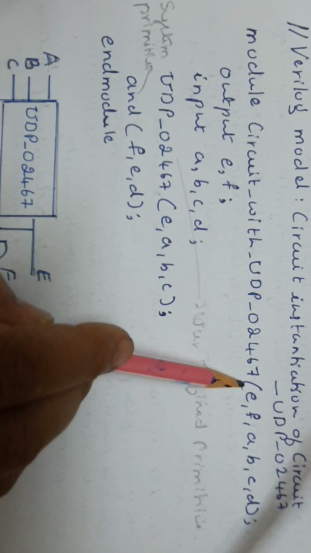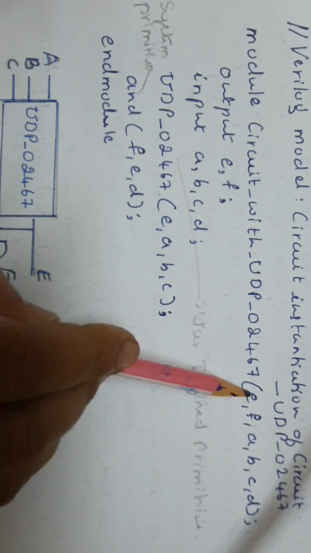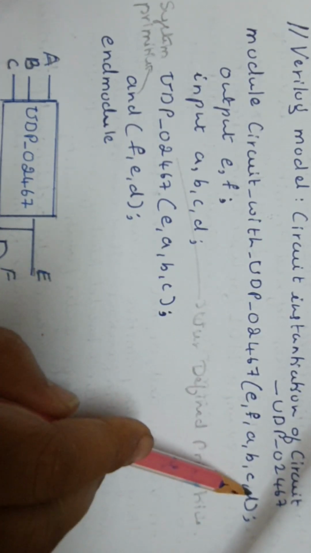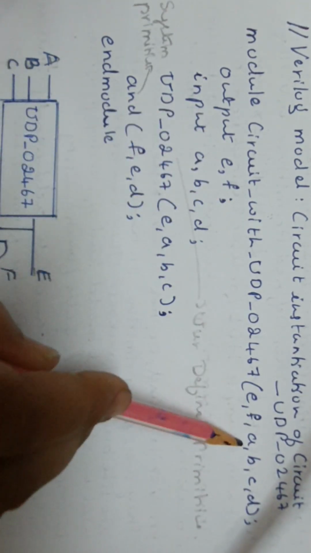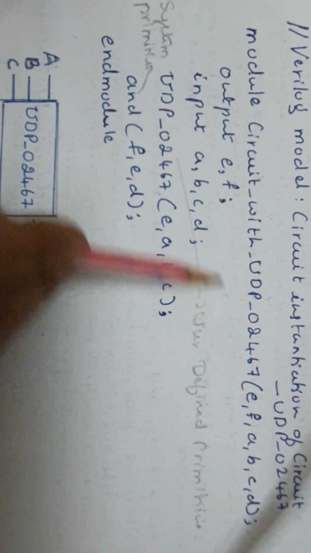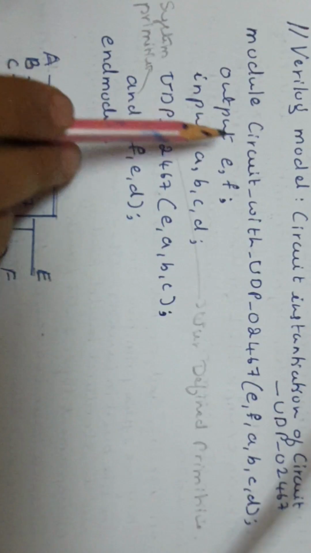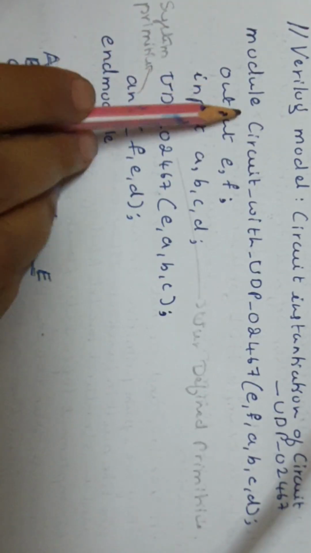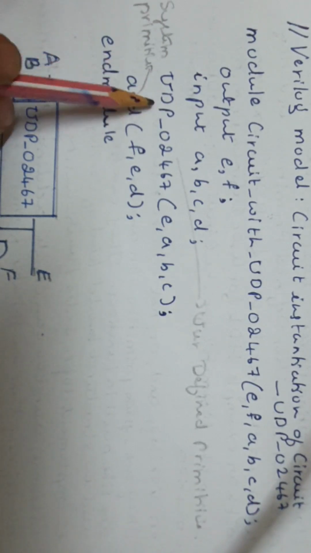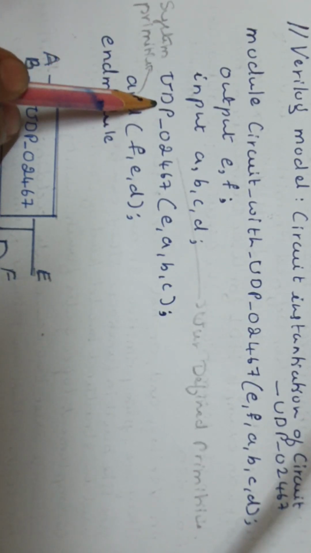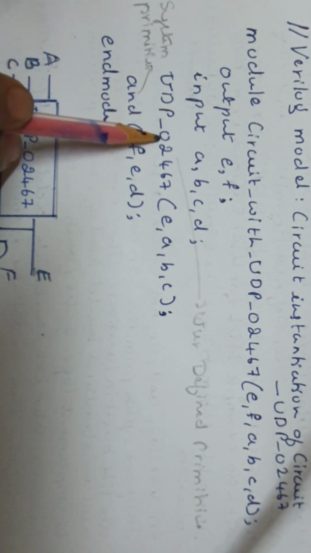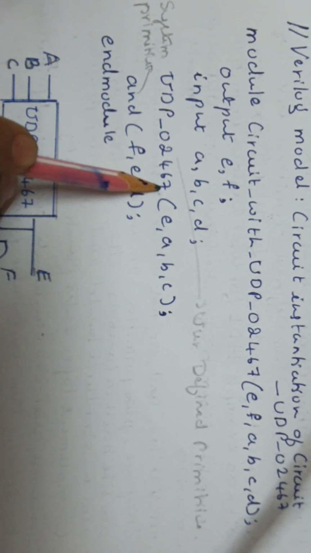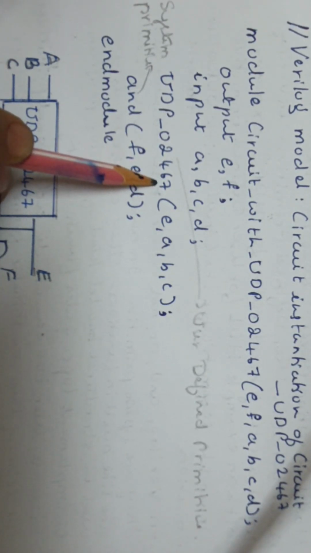Okay. So here is the list of outputs and inputs. E, F are declared as output. A, B, C, D are declared as input. So this is a new program. In this new program, the user defined primitive that was created defines a circuit which would give the output as 1 for the 0, 2, 4, 6, 7 input combinations.